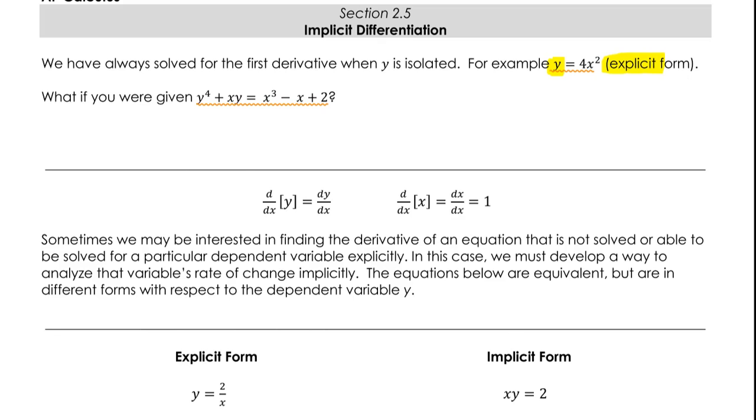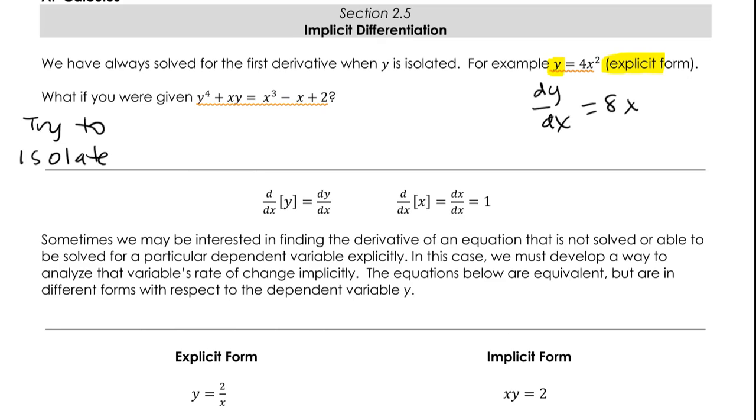Again, normally when we start taking the derivative, we have y equals, so what we would do here is say the derivative of y with respect to x is 8x and we're done. Well, look at this next equation, y to the fourth plus xy equals all this other stuff, and we would try doing the same thing. We would try to isolate y so that we can find dy dx.